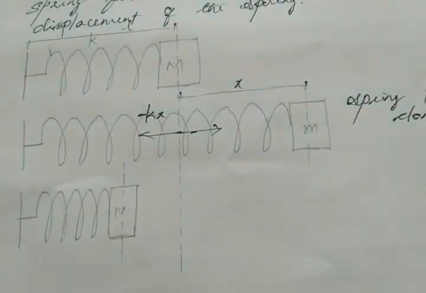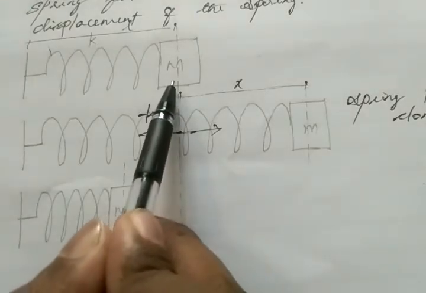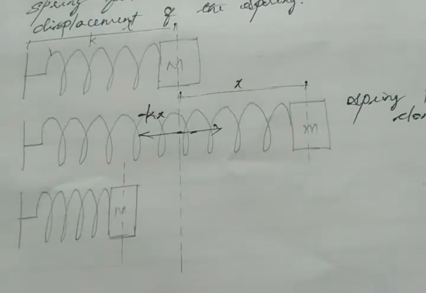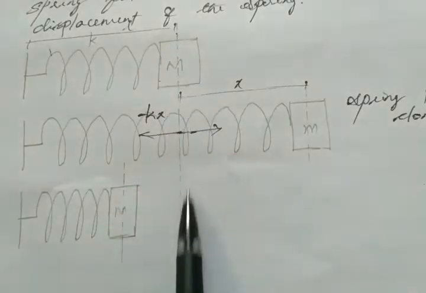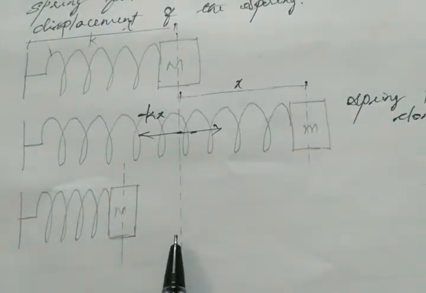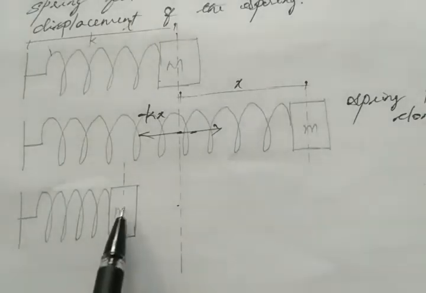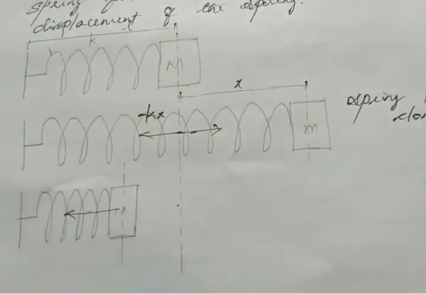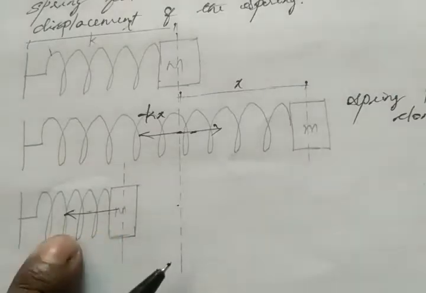Okay, so here we move this mass towards the left side. Then what will happen? The spring got compressed. So this is our main position of the mass. Then we move the mass towards the left side. Because of that motion, the spring got compressed. Now this is the motion of the spring, right? So this is the movement, or we can say this is the displacement.